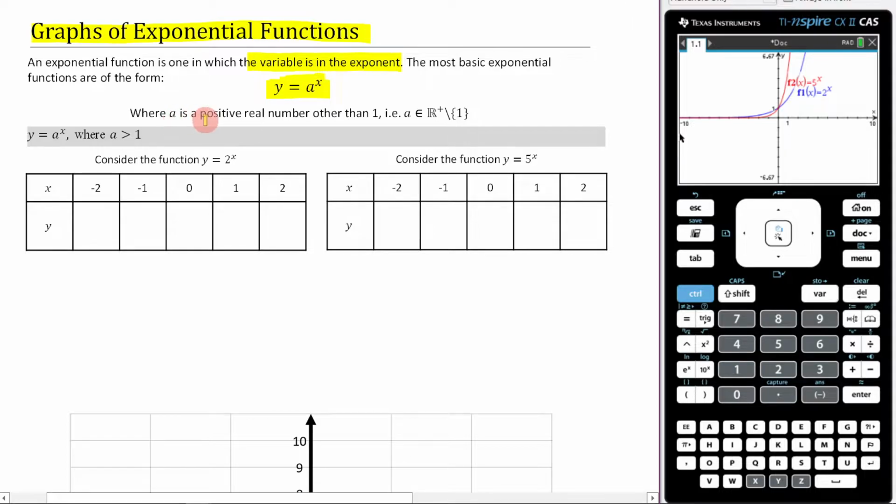So the a is a positive real number other than 1, and the way that we write this is that a is an element of all real positive numbers excluding 1. Now, it's important for you to know that the reason why this is true is because if it was a negative number or if it was 1, we're not going to get a basic looking exponential graph out. Mathematically, it still works, but we're not going to get a graph that looks like this. Now, I'm going to go through both of these scenarios, in which case a is equal to 1 and a is a negative number, but you don't have to write them down.